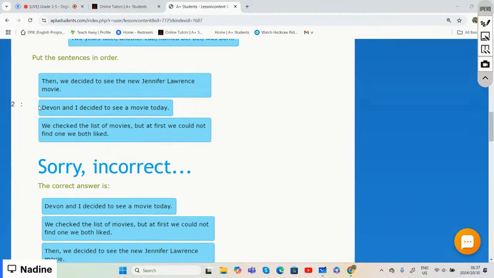All right, it says here it is jumbled up and then we need to put it in order. Then we decided to see the new Jennifer Lawrence movie. Devin and I decided to see a movie today. We checked the list of movies, but at first we could not find one we both like. We need to put that in order.